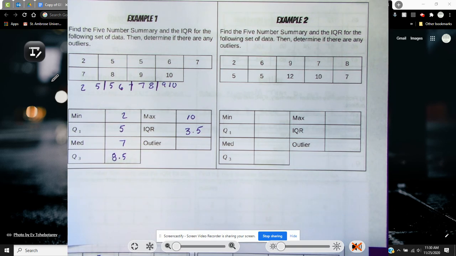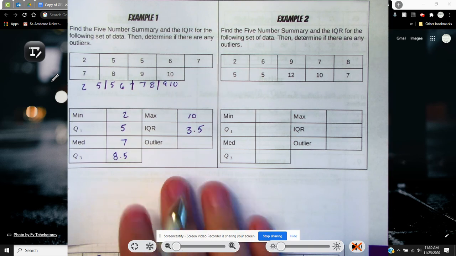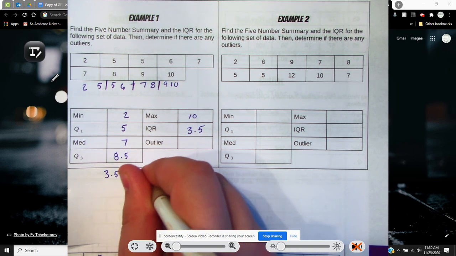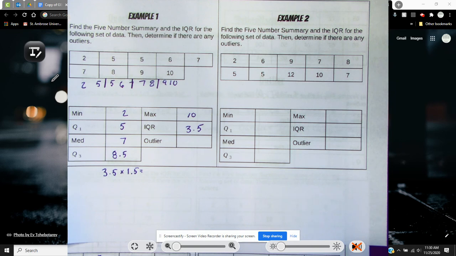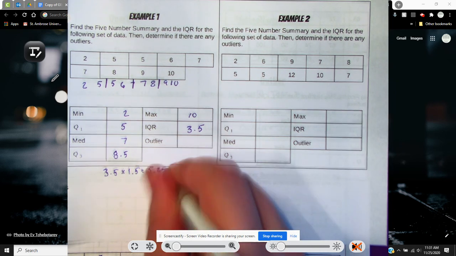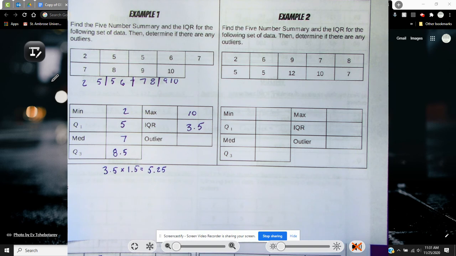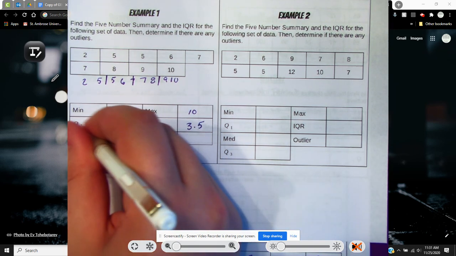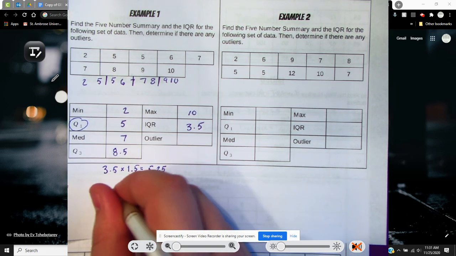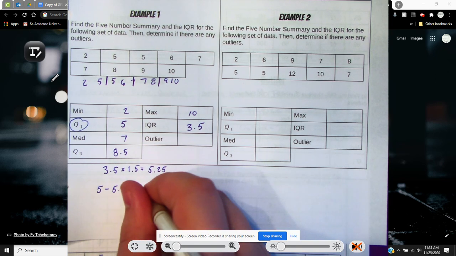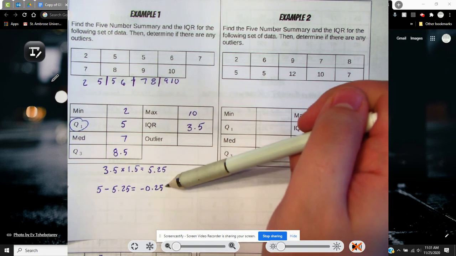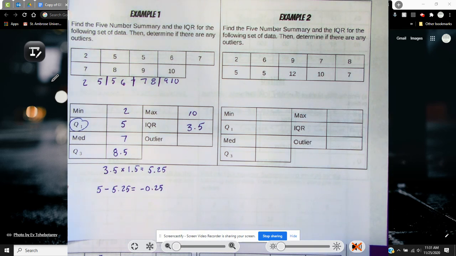Now, to determine if we have an outlier, we're going to take our IQR, so 3.5 times 1.5, and we get 5.25. To find out if we have a small outlier, I'm going to take my Q1 minus the 5.25, and I get negative 0.25. And looking at my numbers, I do not have any numbers below negative 0.25. So I don't have a small outlier.